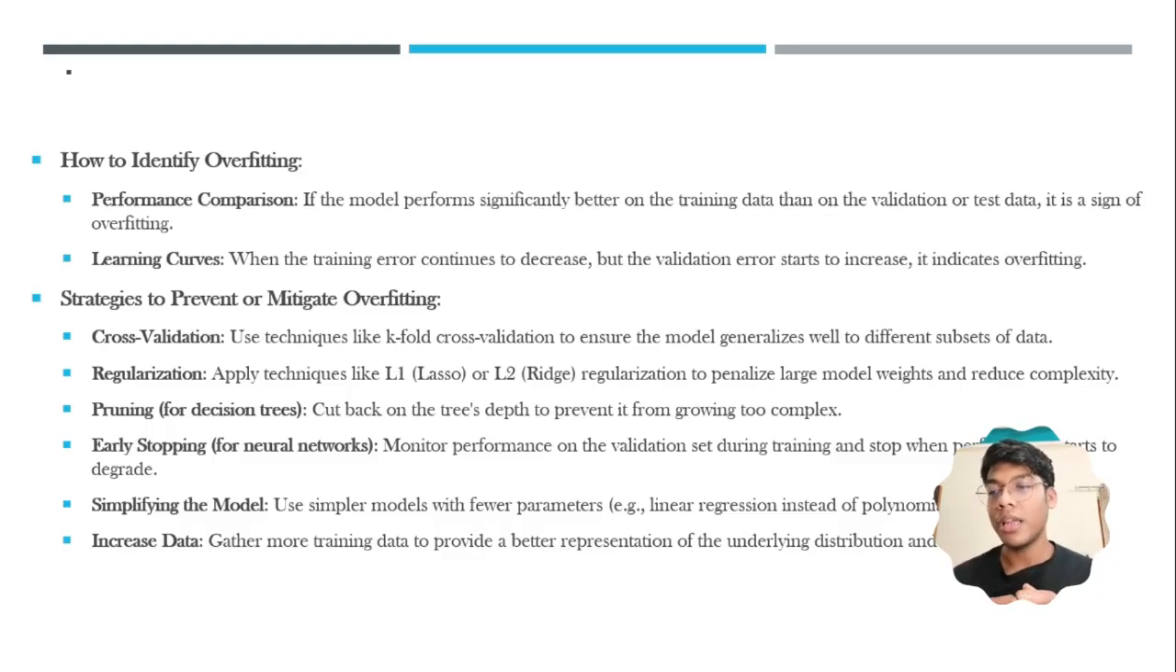And in pruning for decision trees, we cut back on the tree's depth to prevent it from growing too complex. With early stopping for neural networks, monitor performance on the validation set during training and stop when the performance starts to degrade. With simplifying the model, use simpler models with fewer parameters, for example linear regression instead of polynomial regression. With increased data, gather more training data to provide a better representation of the underlying distribution and reduce overfitting.